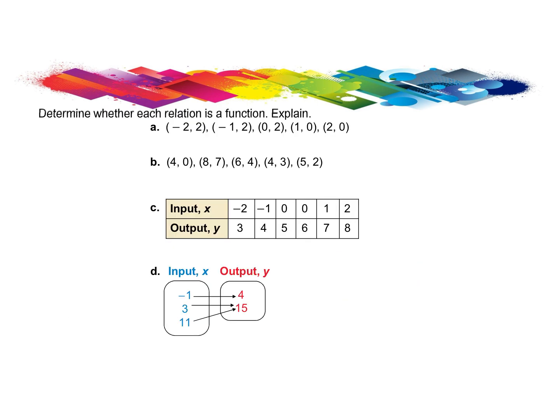So we've got to determine whether each relation is a function and explain. So let's look at A. We got -2, -1, 0, 1, and 2. We got no repeated x's. So yes, this is a function. X does not repeat. Now for B, again, let's look for repeated numbers. We got 4, 8, 6, 4, and then 5. 4 and 4 repeated. So no, the x repeats.